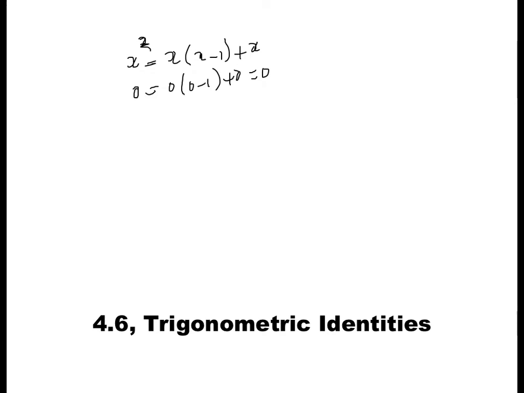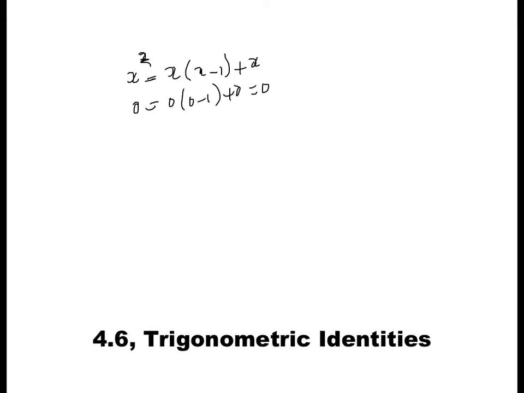When we assume x is 1, then we get 1 squared, which is going to be 1, and the right hand side will be 1 times (1 minus 1) plus 1, which is going to be 1 times 0 plus 1, which is 1. You can see that even for x equal to 1, these two expressions are equal.